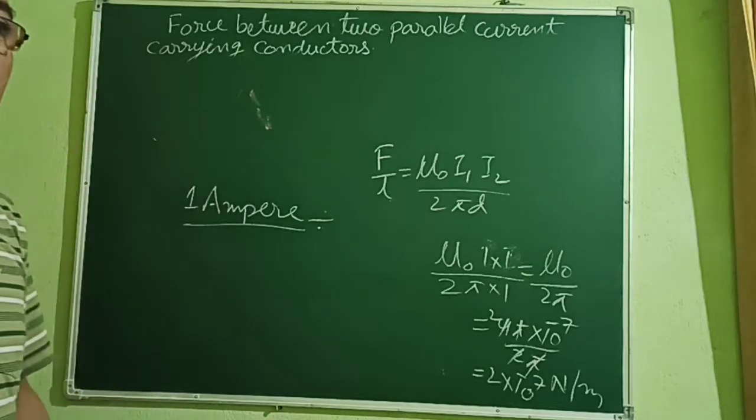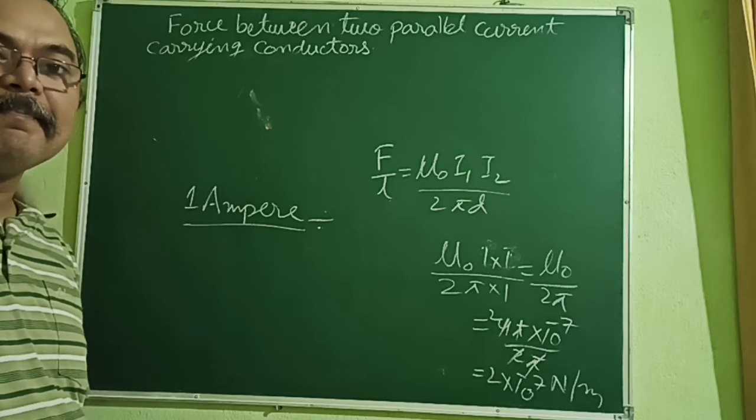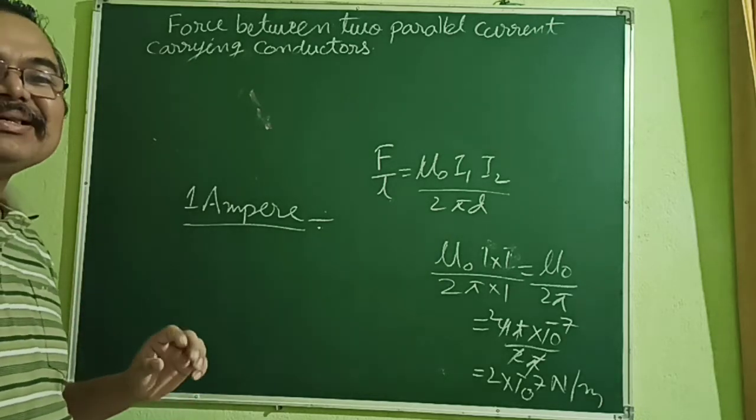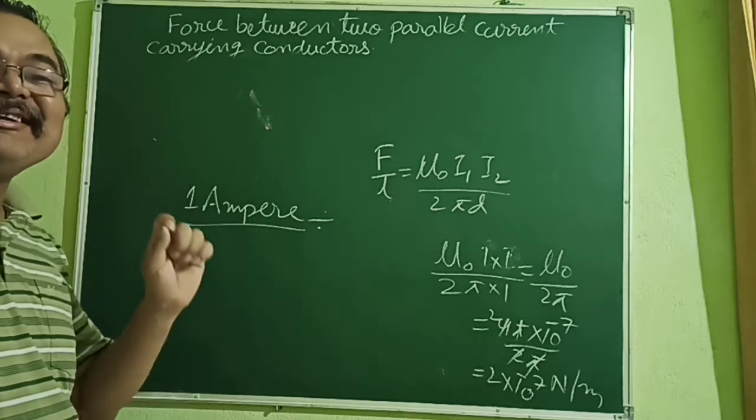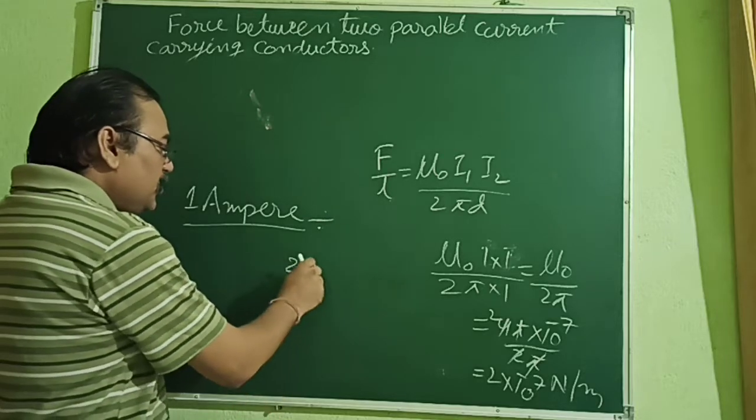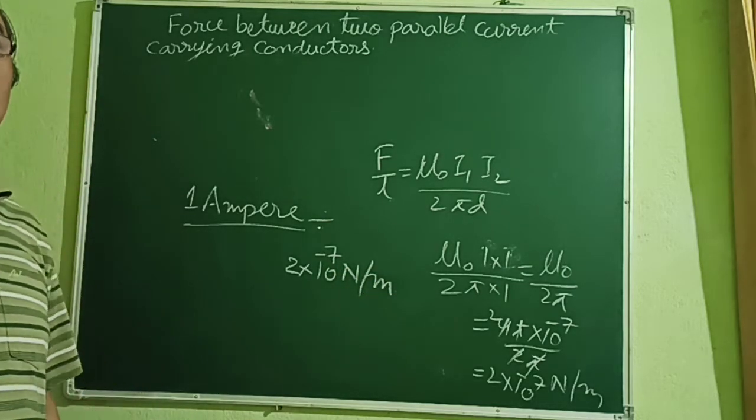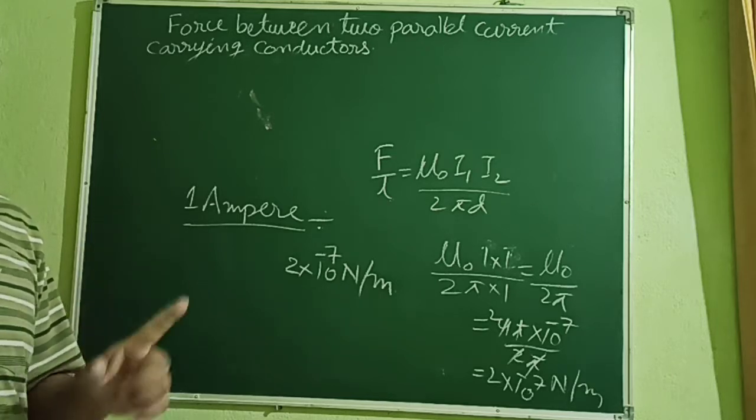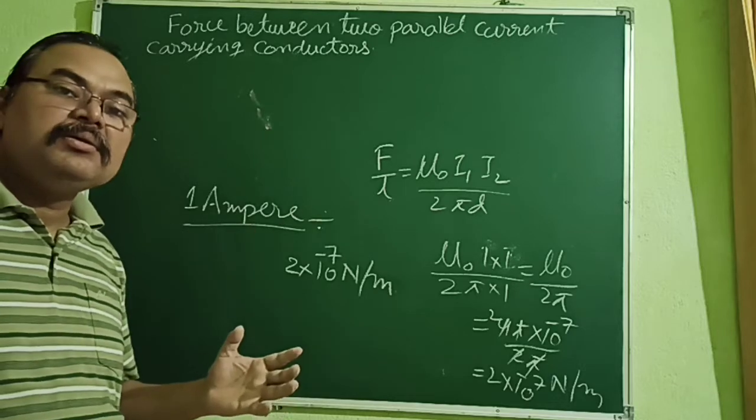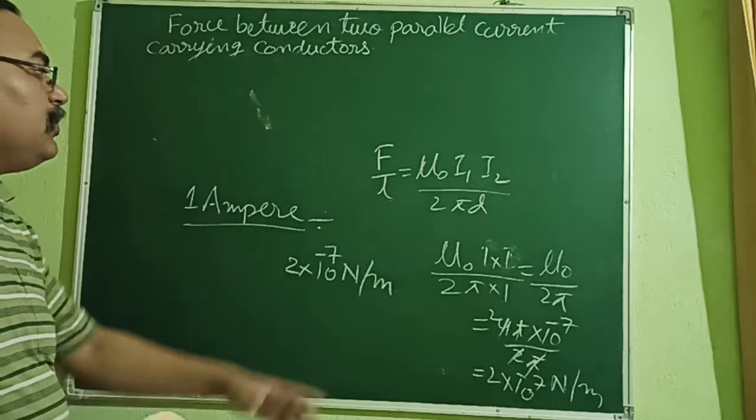Start writing. When two parallel conductors of equal length carrying equal current, separated by unit distance, such that force of interaction between them is 2 into 10 to the power minus 7 Newton per meter, then the current through each conductor is said to be 1 ampere. This way we can define 1 ampere using this formula.